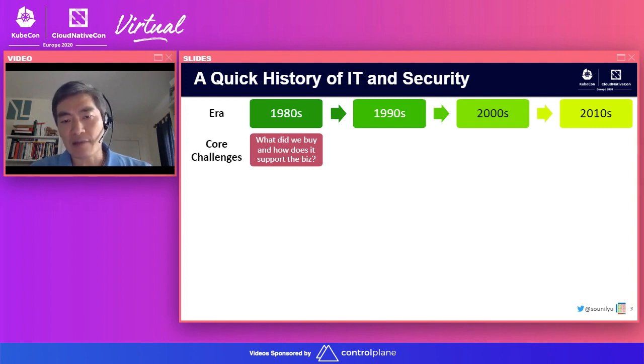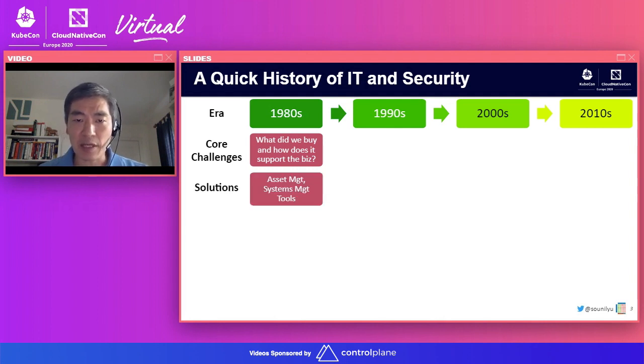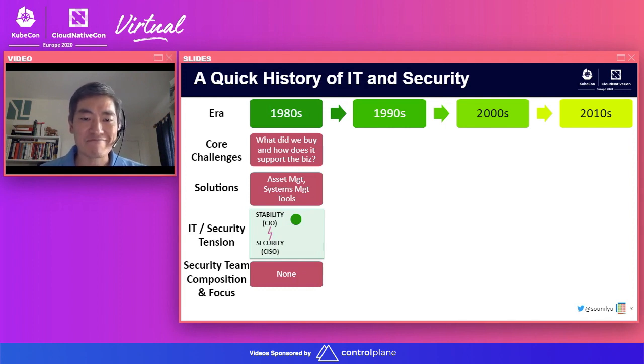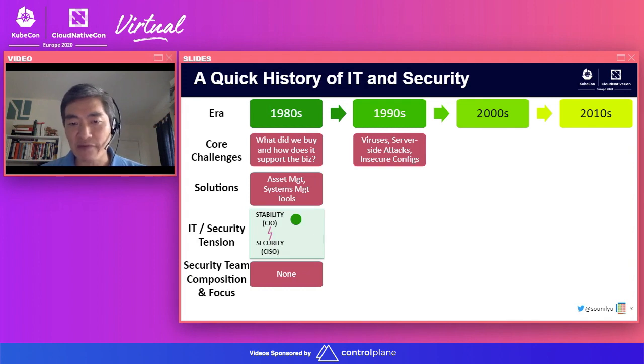We needed to be able to identify our IT assets and classify them according to what they do and how critical they are to our business. The solution to this challenge came about through IT asset management systems. During this era, there was no tension between IT and security because, for the most part, there was no security team.